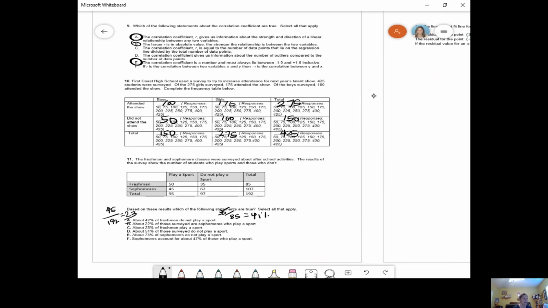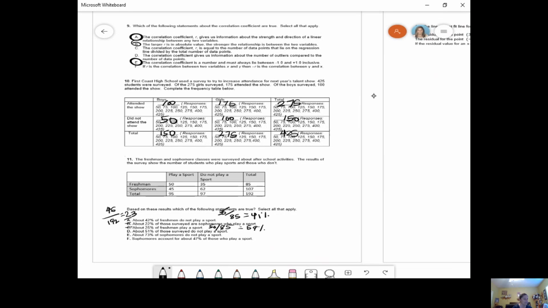All right, C, of the freshmen that play a sport. So freshmen who play a sport is 50. And then we are looking for of the freshmen, which is 85. So 50 divided by 85 is approximately 59%. So that means C is out.